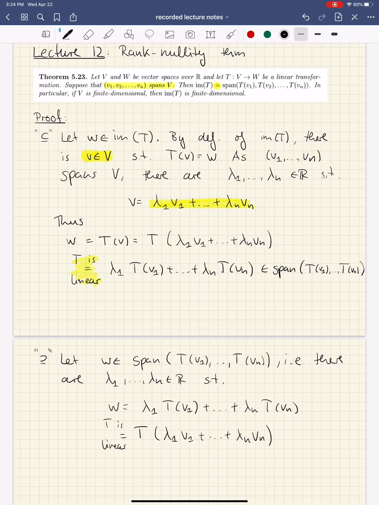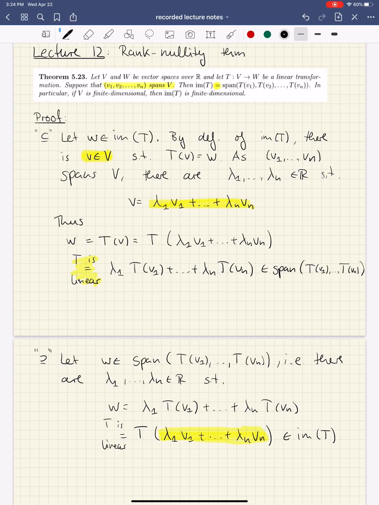Okay, and now you've written W as T of something. And so this now by definition is in the image of T, yeah? You might be a little bit blinded by this really long expression here, but it doesn't really matter what's written in here. It could be a very complicated expression, but whatever is written in here should be an element of V, because otherwise this doesn't even make sense.